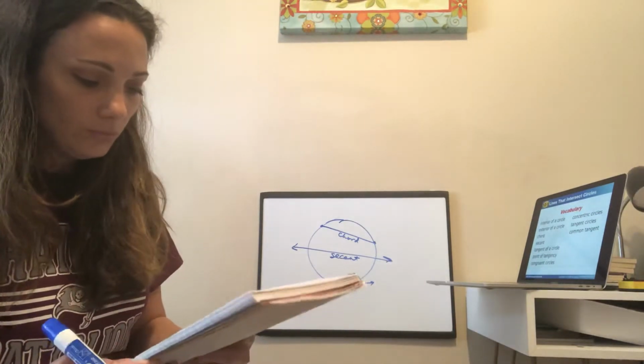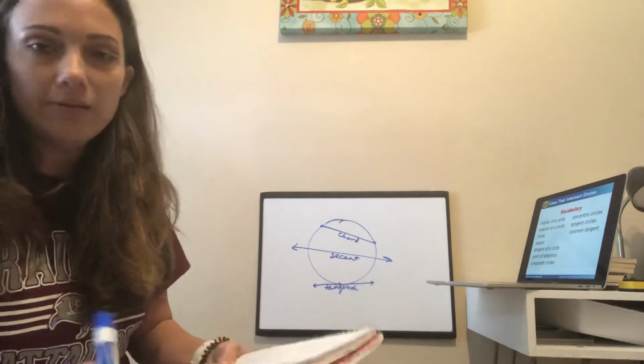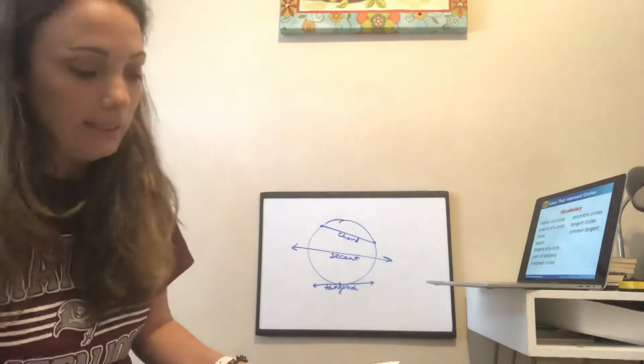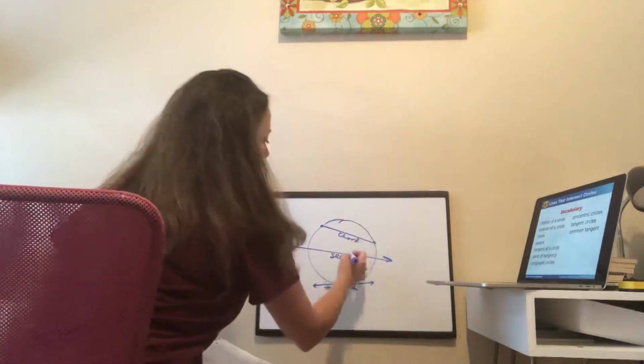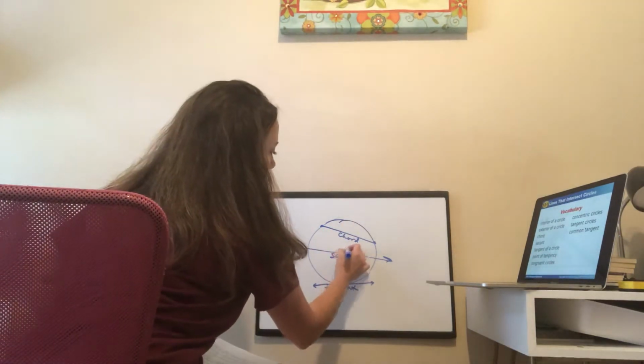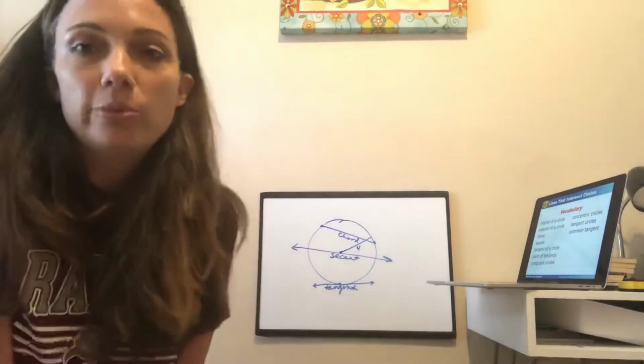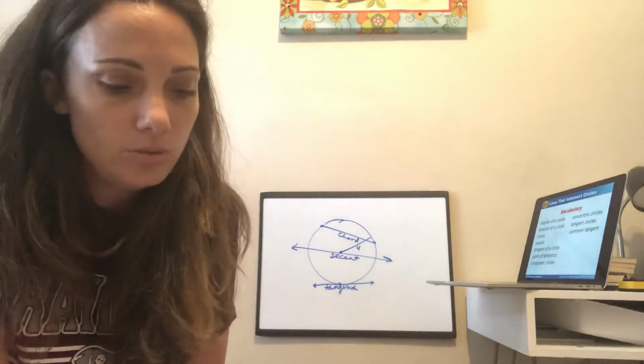Congruent circles, by definition, are circles that have the same measure of radius. Their radii. So if I have this circle here, it has a radius of 4. Any other circle that has a radius of 4 will be congruent to it. And congruent means equal in measure.